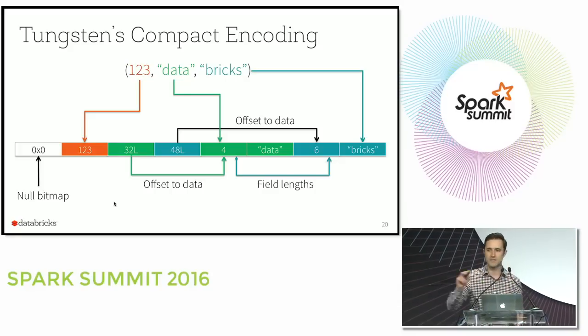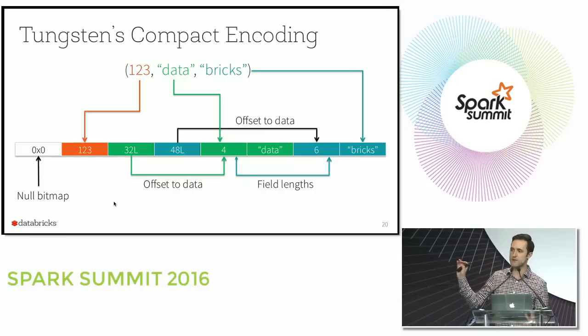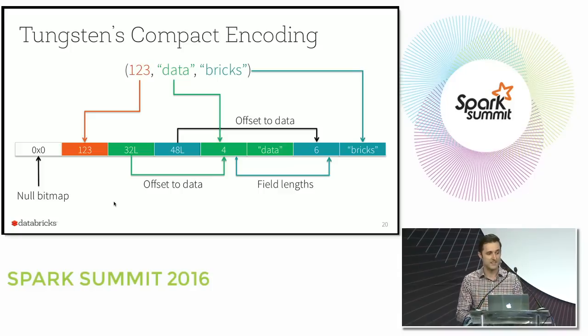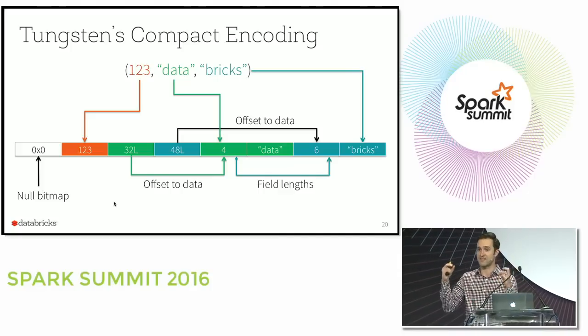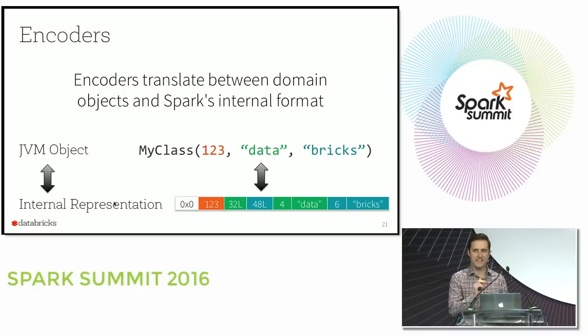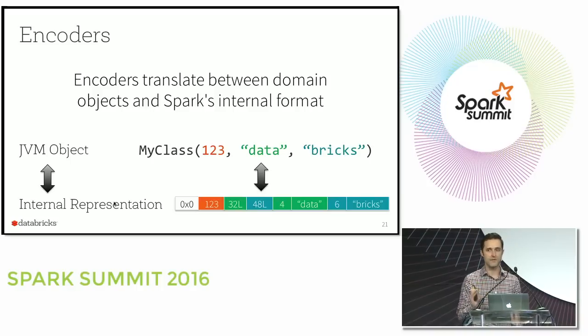So when we take data and cache it in memory, or when we shuffle it over the network, we can use our own custom encoding that understands this structure. This is an example of taking the data 1, 2, 3 and data in bricks and composing it into a single binary blob that we can efficiently serialize and ship over the network. And the key thing here, a new concept that we introduced in 1.6 and that is very important in the API in 2.0, is this idea of an encoder.